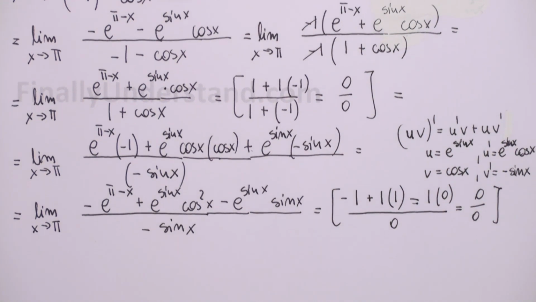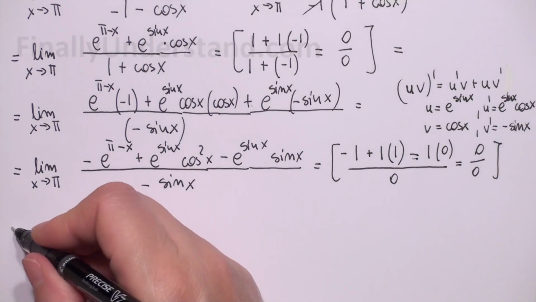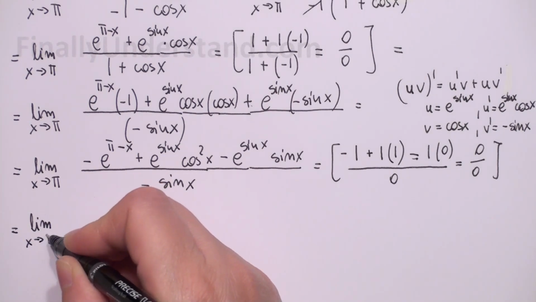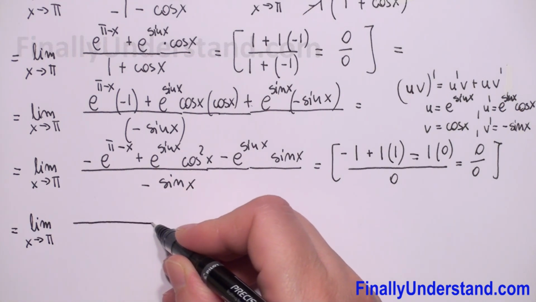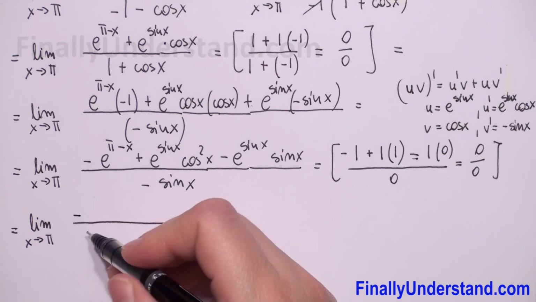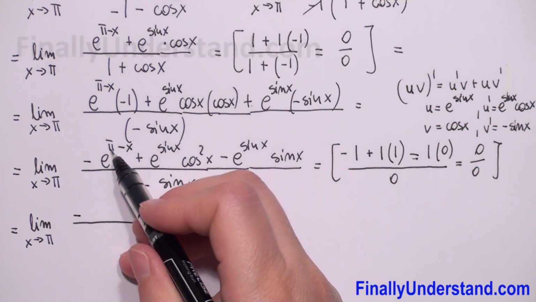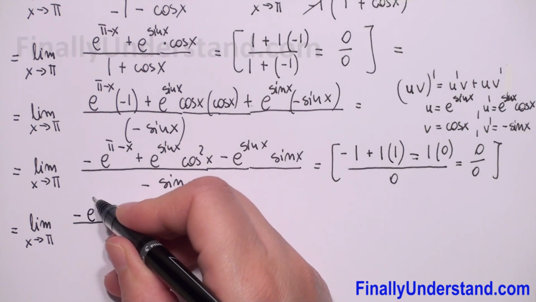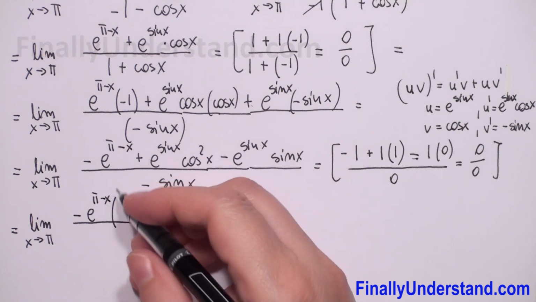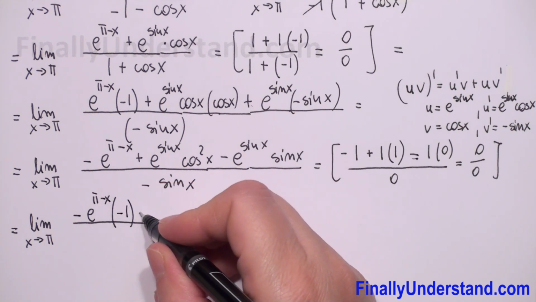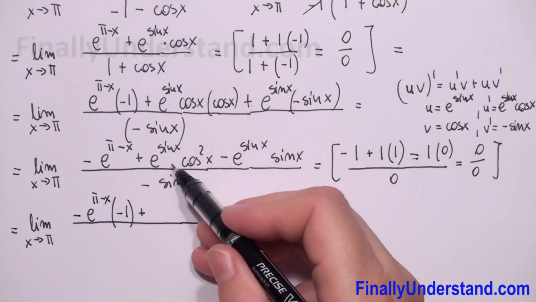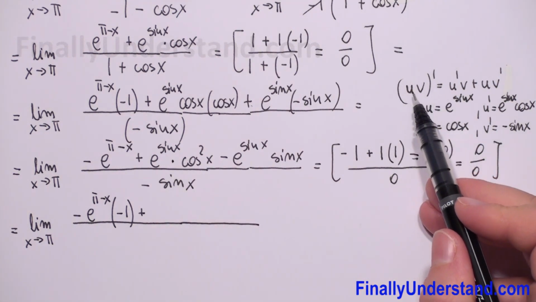So we can use again L'Hopital's rule. So this is equal. We have to copy limit as x approaches pi. And we have to find the derivative of function which is in numerator first. We have negative sign, we have to copy. Derivative of e to power pi minus x is e to power pi minus x times derivative of pi minus x is negative 1 plus, and here we have multiplication, so we have used this formula.